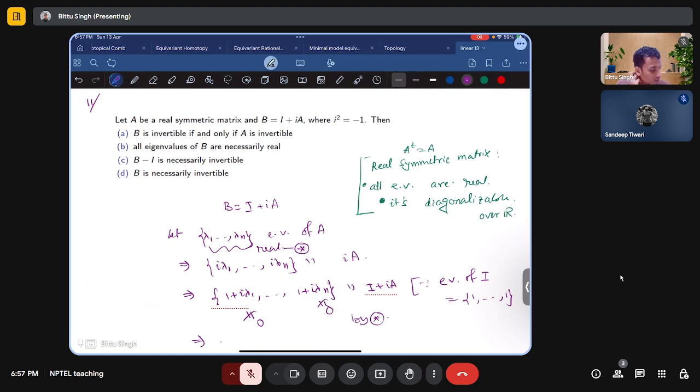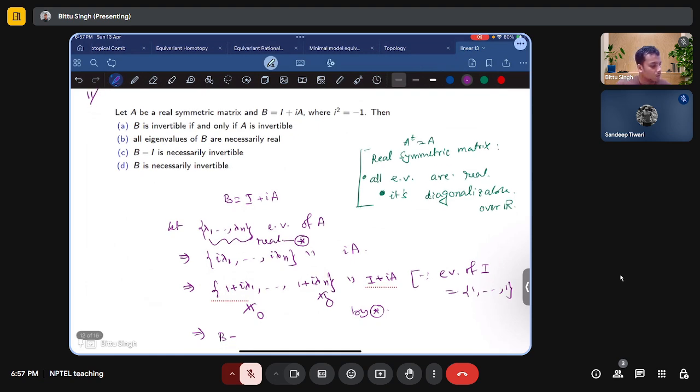So that implies B is invertible, because 0 is not an eigenvalue. Those are eigenvalues of I plus i A. So B is necessarily invertible.